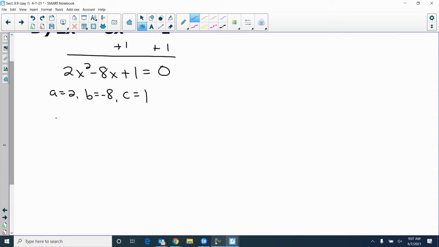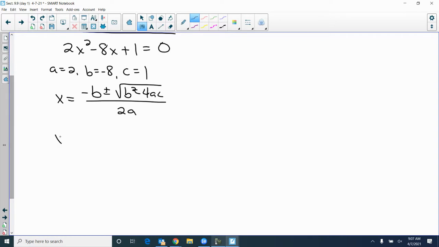Now, the formula: x equals -b, the opposite of b, plus or minus the square root of b squared minus 4ac, all over 2a. Substitute in. All right, b is -8. What is the opposite of -8? +8. So make that +8. You are going to square that. Make sure you put that in parentheses. A we said was 2, C we said was 1, over 2 times 2.